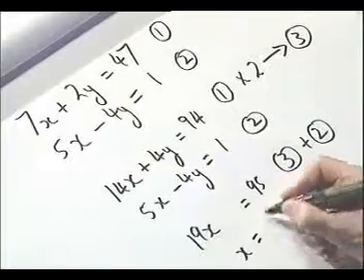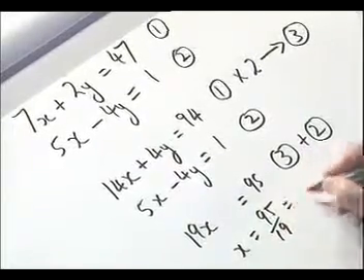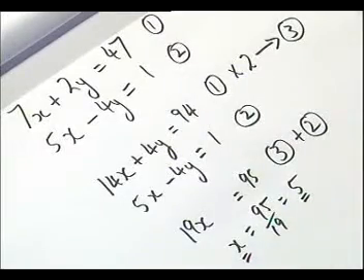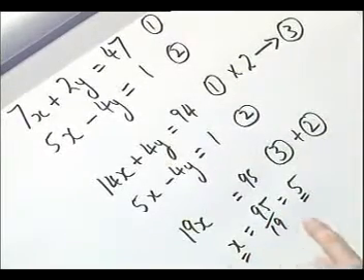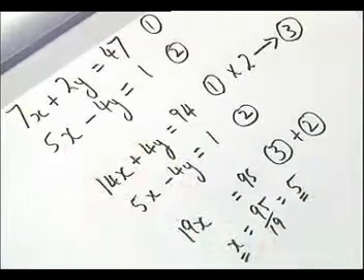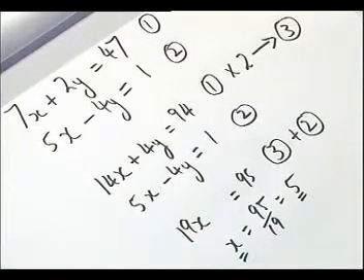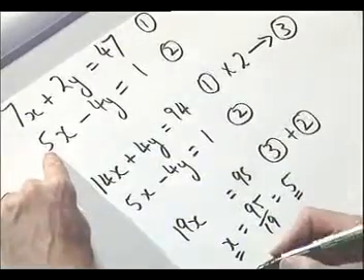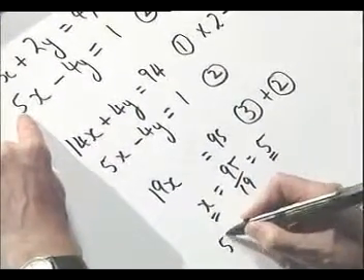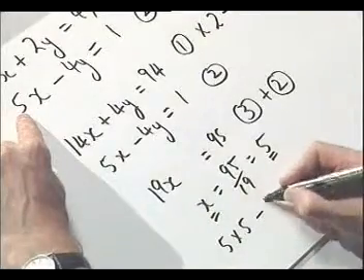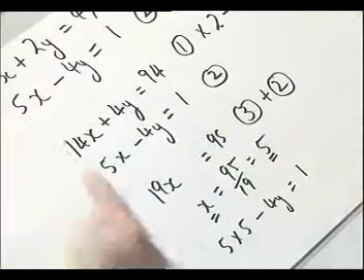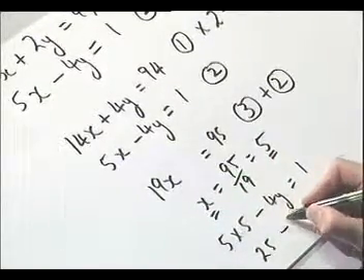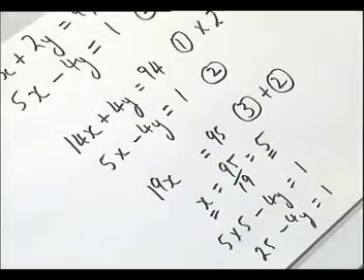And so x is 95 over 19, which gives me 5. Which, if you remember, is the answer we had to the last question. Now we need to take this and substitute it back. Doesn't matter which equation we choose to substitute it back into. Let's take this one. x is 5, so 5 times 5 minus 4y equals 1. And so we have 25 minus 4y equals 1.